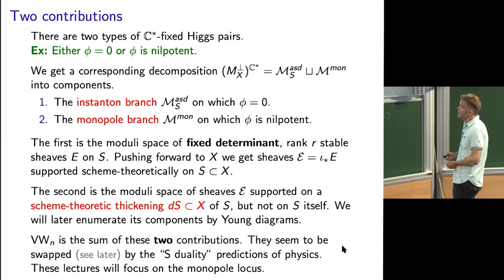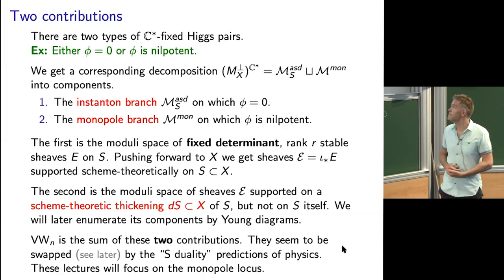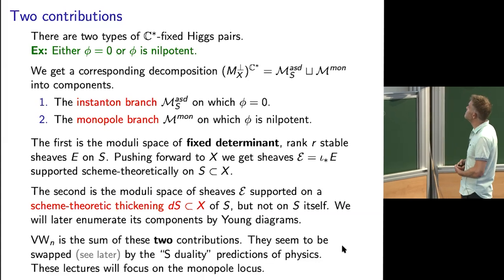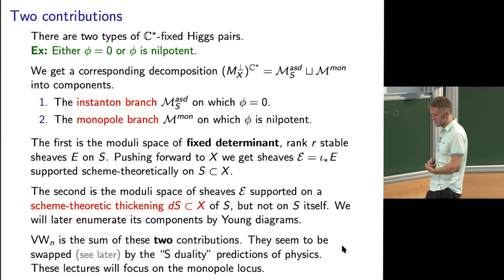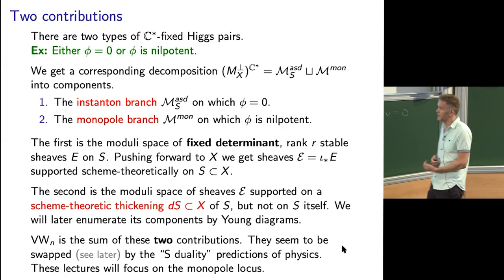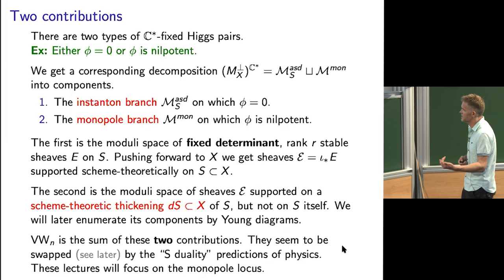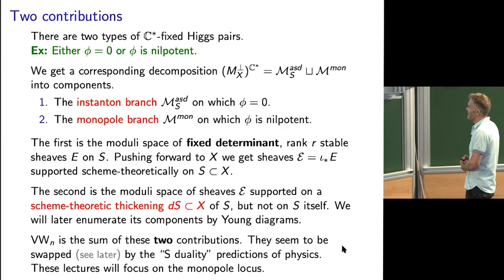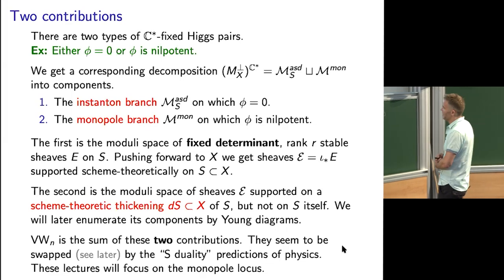And Eugene is asking a question. If phi is equal to zero and the moduli space of sheaves on S is smooth, is it easy to describe the virtual cycle? Yeah, we're going to do that next. And Lothar did it yesterday. Okay, there's my answer. No, we're going to do that next.